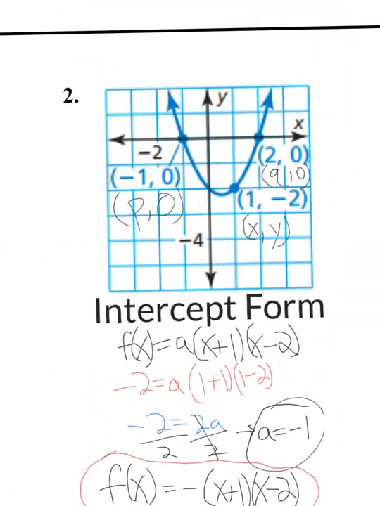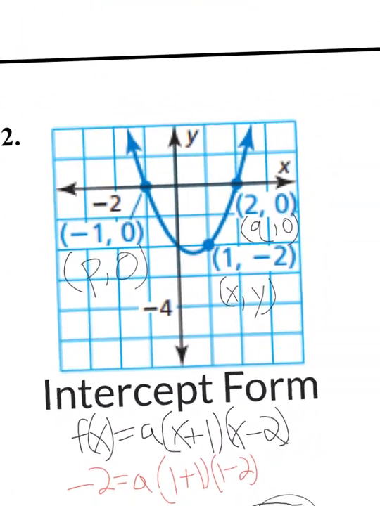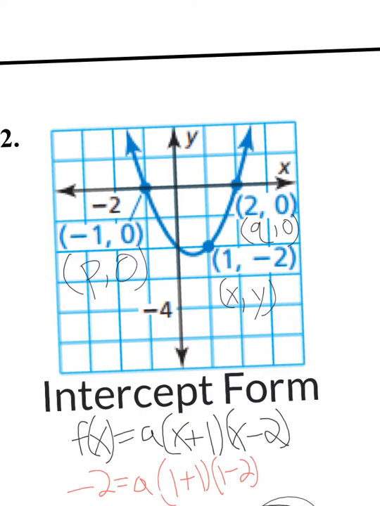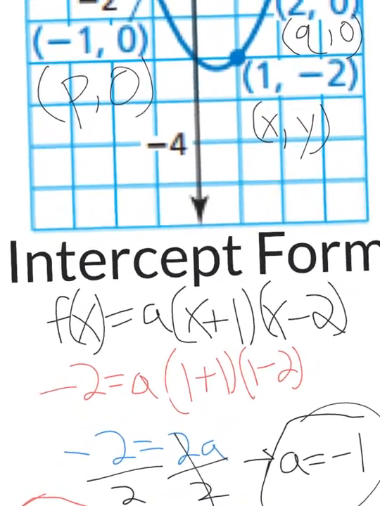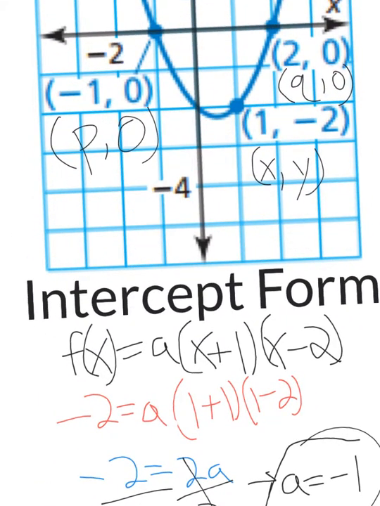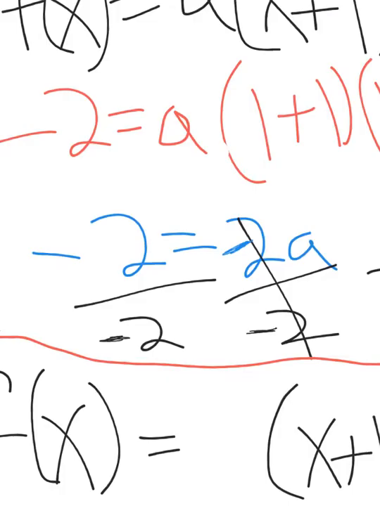This next one, I knew it was in intercept form. Why? Because it gave me two x-intercepts, and then a point somewhere on the graph that wasn't an x-intercept. Okay, so I labeled my x-intercepts P and Q, and then I labeled that point X and Y. So that got me to negative 2 equals A times 1 plus 1 times 1 minus 2. So 1 plus 1 is 2. 1 minus 2 is negative 1. So that's going to multiply to get negative 2.